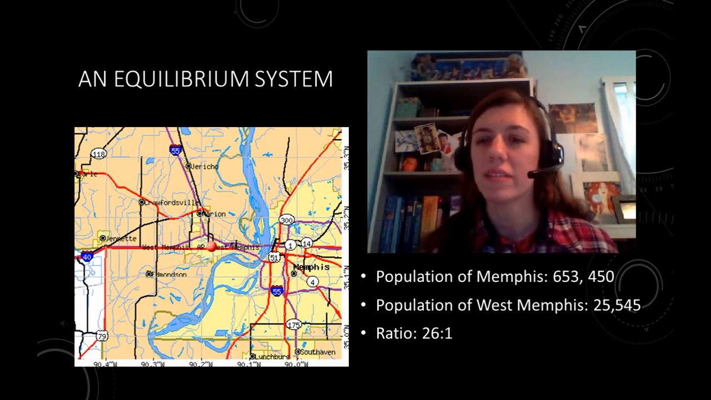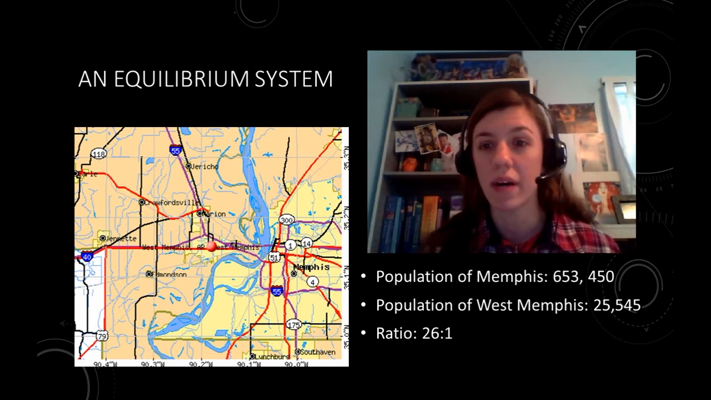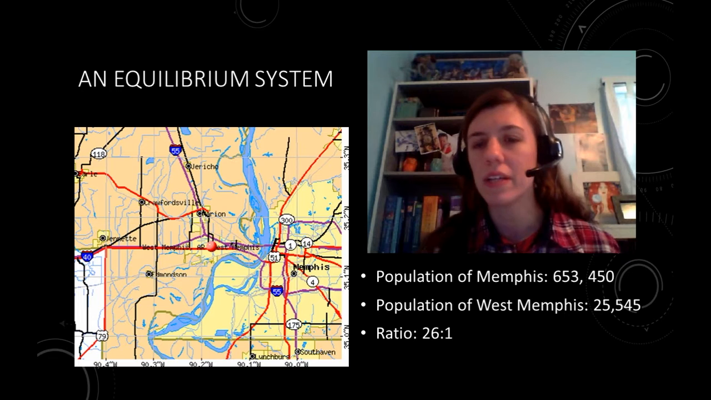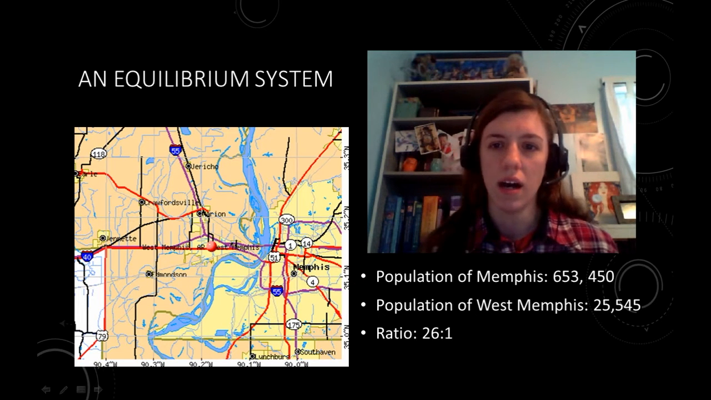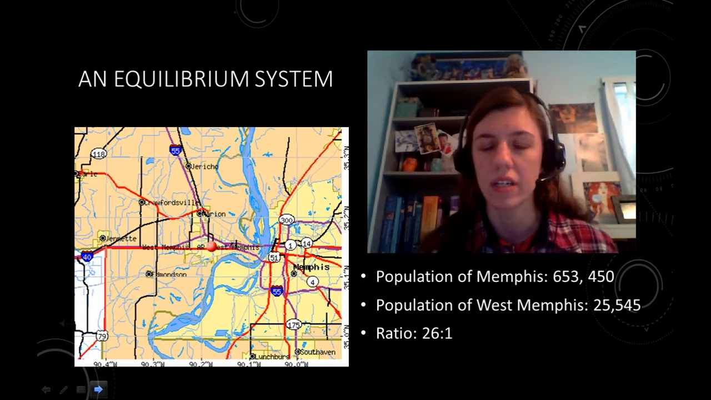However, those are not always the exact same people. Sometimes somebody may move from Memphis to West Memphis. But over the course of years, these populations have been relatively steady. Both are slightly increasing, but the overall ratio of 26 to 1 has not changed significantly in any recent years.